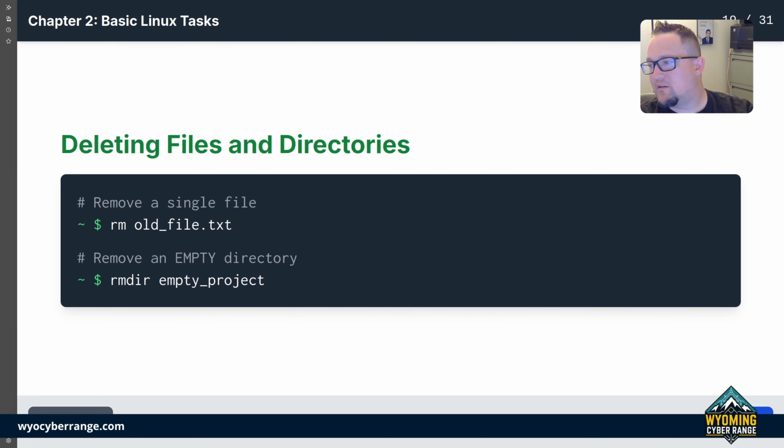Our last command on managing our workspace is going to be deleting of files. So we're going to talk about removing. You can remove an old file by using the command rm, rm for remove, old_file.txt. Or you can remove an empty directory by using rmdir. And I do specify that it needs to be an empty directory for this command to work. By default, this command does not remove directories with files inside of it. There are other ways to do that.